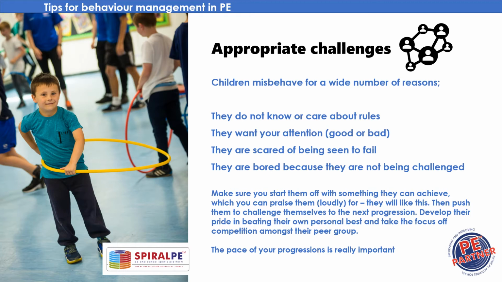Make sure you start everybody off with something that they can achieve. Then you can praise them loudly for achieving it. Then push them to challenge themselves to find the next progression. If you can do this securely 5 times, try something else. Try and make it harder for yourself, and you'll find that the children push themselves and challenge themselves at an appropriate level. The entire group can be working on a similar skill, but they can all be working at the right level for them to keep them engaged and entertained. Because, as we've said earlier, when they get bored or when they find something too easy or when they can't do something, that's when behaviour goes awry.